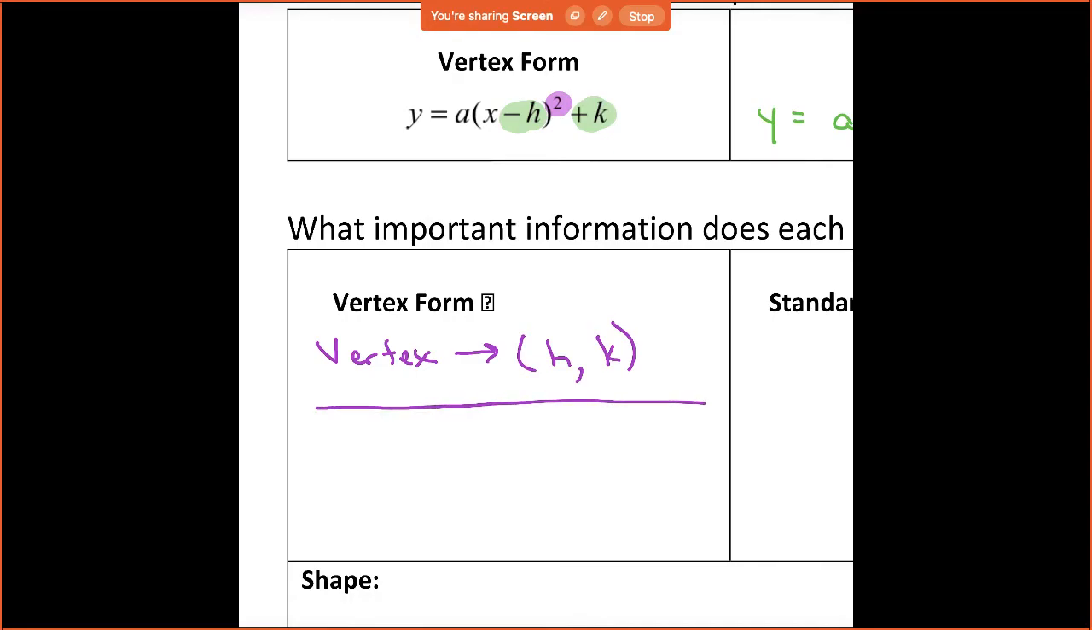We are also going to be given the axis of symmetry using this form. The axis of symmetry, remember, is that imaginary line that we would fold the paper on to see the 2 symmetrical sides. This is going to be x is equal to whatever your h value is. So whatever that h coordinate is from the vertex, that's going to be your axis of symmetry. Okay, that's the first form.